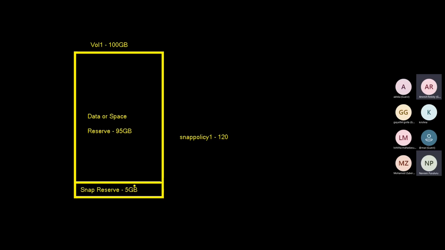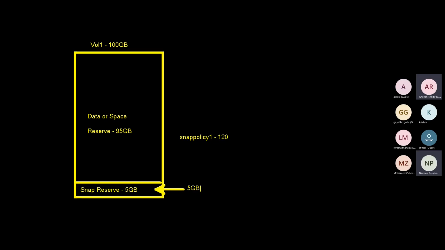But I'm not taking a look at the snapshot reserve. Now let's assume that my entire snapshot reserve is full, it has utilized all 5 GB. Now it is creating another snapshot, but right now my snapshot reserve is full. Can my ONTAP create a new snapshot?